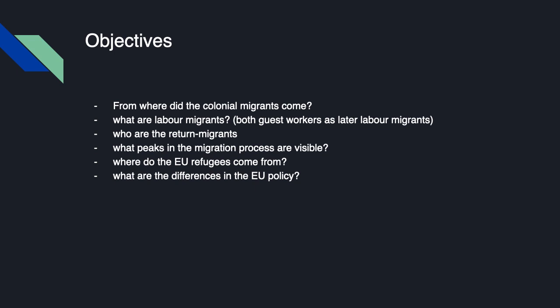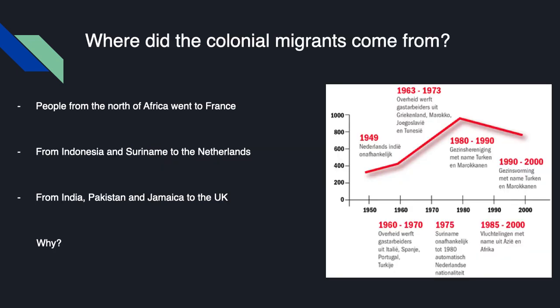Who are the return migrants? And what peaks in the migration process are visible? Where do the European Union refugees come from? And what are the differences in the European Union policy? First of all, where did the colonial migrants come from?